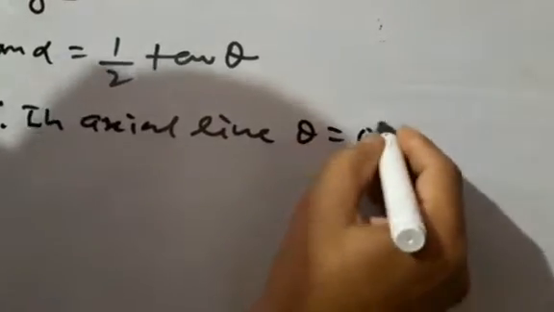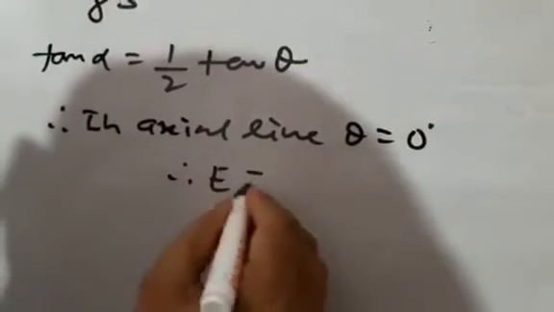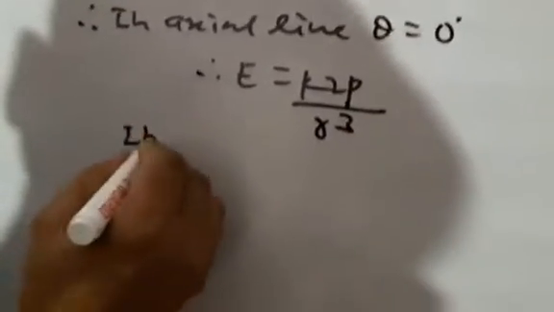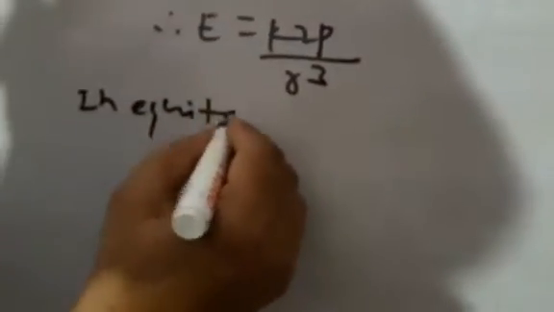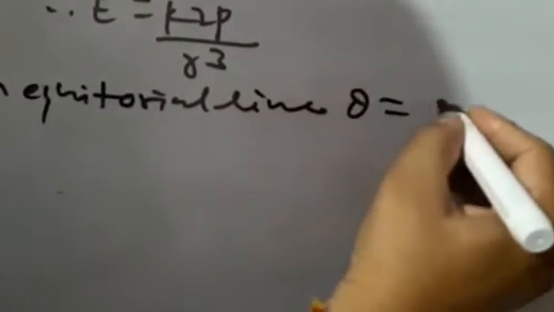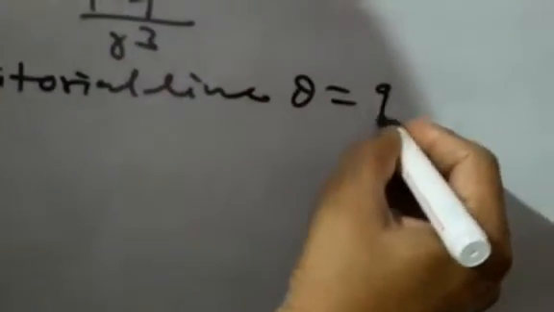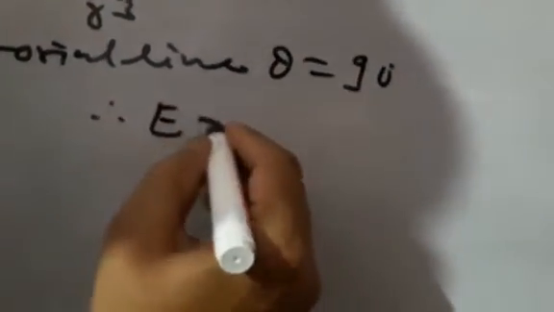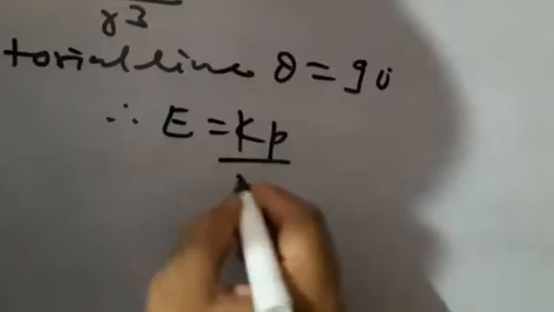Therefore, in axial line, theta equal to 0 degree. Therefore, E equal to constant 2p upon r cube, and in equatorial line, theta equal to 90 degree. Therefore, E equal to constant p upon r cube.